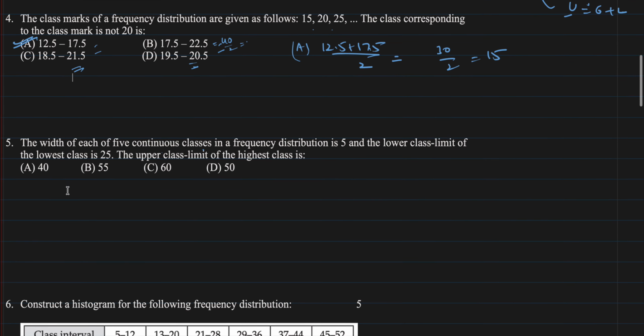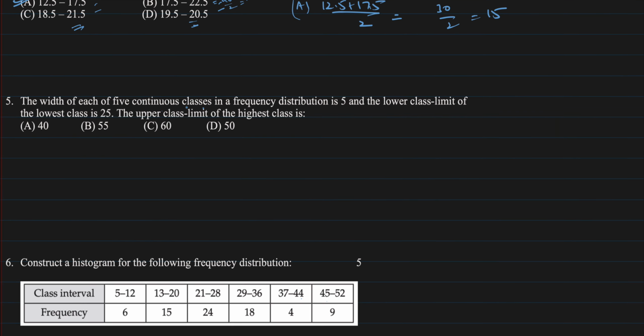Okay. Question number 5 now. The width of each of the 5 continuous classes in a frequency distribution is 5 and the lower class limit of the lowest class is 25. So the lowest class lower limit is 25. You start from 25. 5 is the width, so 25 plus 5 is 30. Now how many classes do you have to make? 5. So first is 25 to 30, then 30 to 35, 35 to 40, 40 to 45 and 45 to 50. This is the 5th class, which is the highest class, and its upper limit is 50.